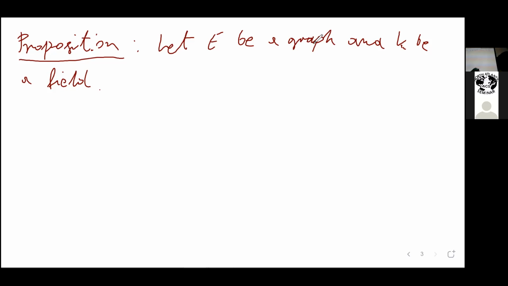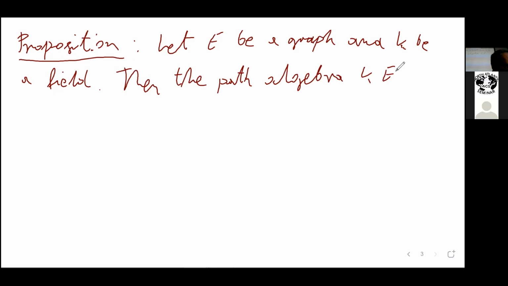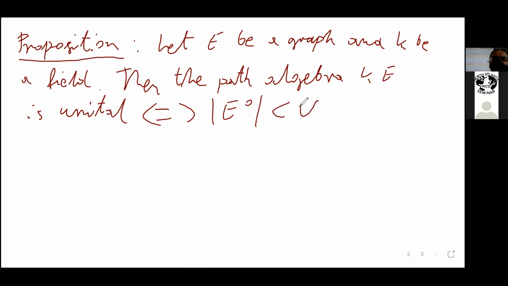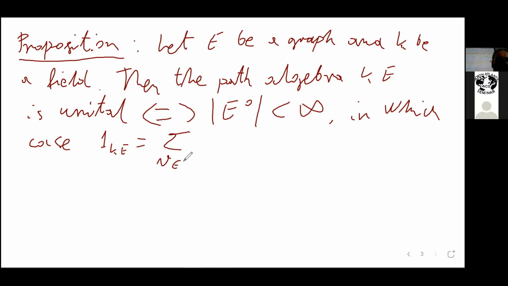Okay, but let me finish writing this proposition. Then the path algebra KE is unital if and only if E0 is finite, in which case the unit of the path algebra is the sum over all vertices v in E0 of chi labeled by these vertices. Okay.